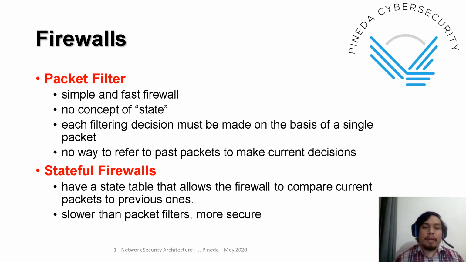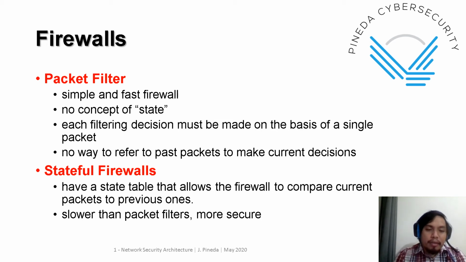So we start with the packet filter firewall. It's the simplest and fastest firewall. There's no concept of state. Each filtering decision must be made on the basis of a single packet, so there is no way to refer to past packets to make current decisions. A packet filter just checks the IP and the protocol, and that's it. If it says allow, then it will allow. If there's no rule, it will not allow because of implicit deny.